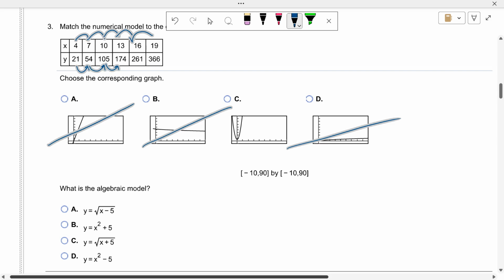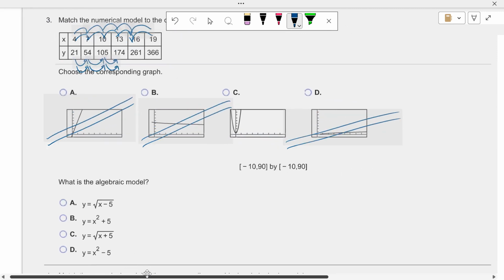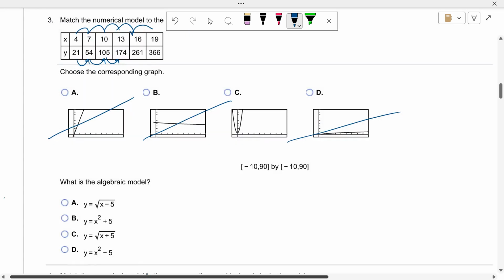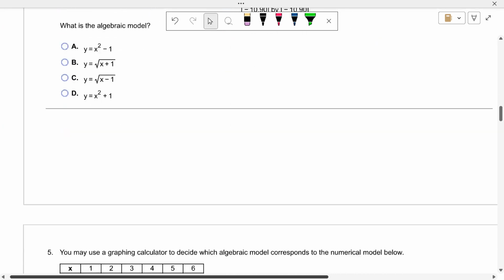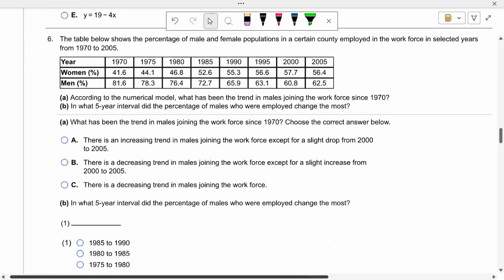So if you take 4 squared, what's 4 squared? 16 plus 5 is 21. 7 squared is 49 plus 5 is 54, and so on. So this would be our function. Okay, so you'll have various ones where you have to look at that.